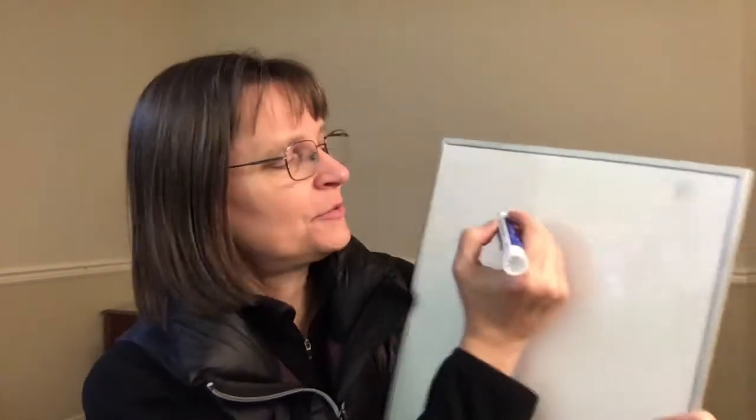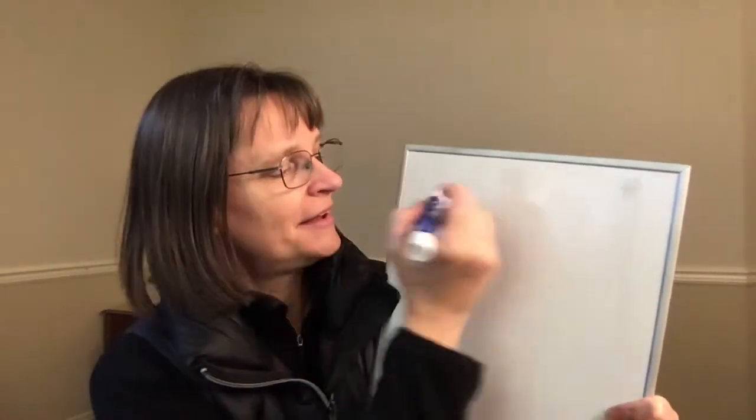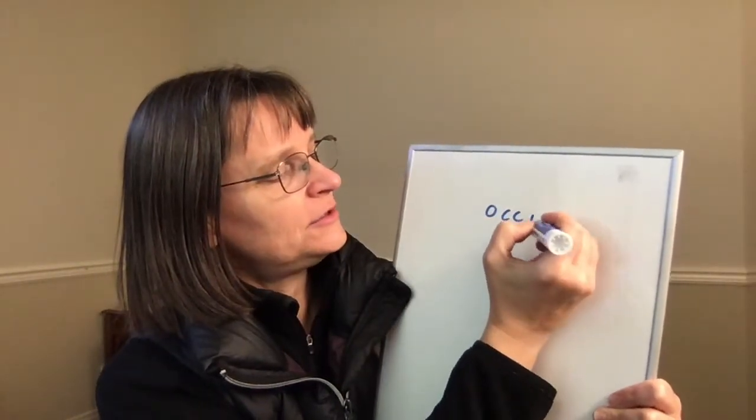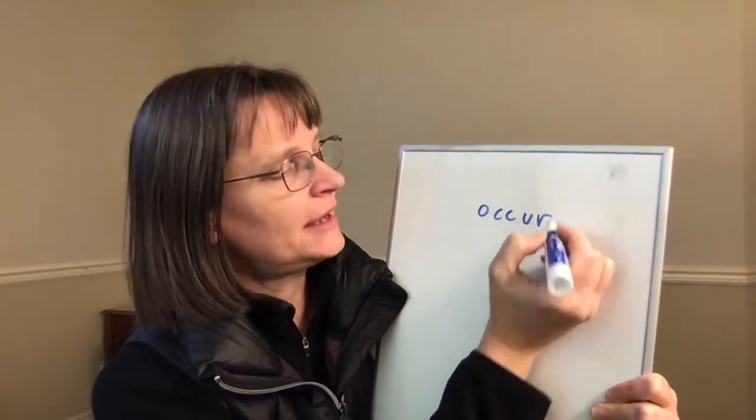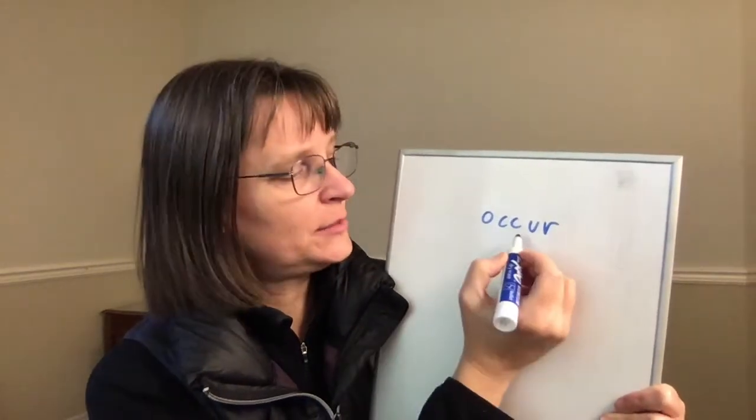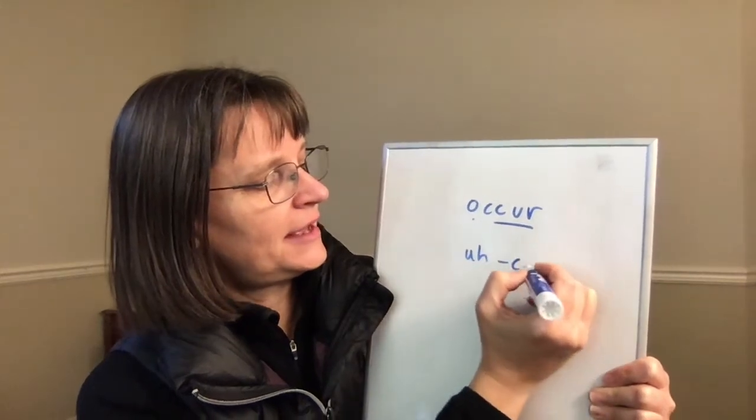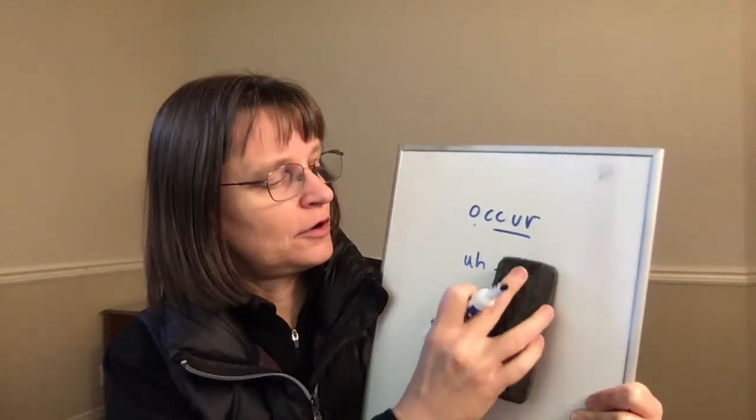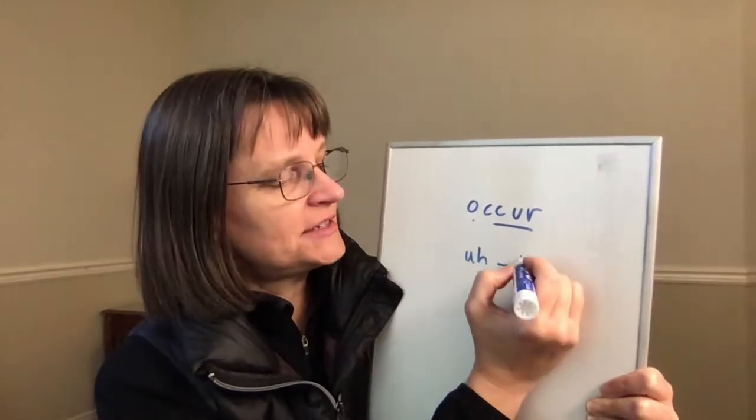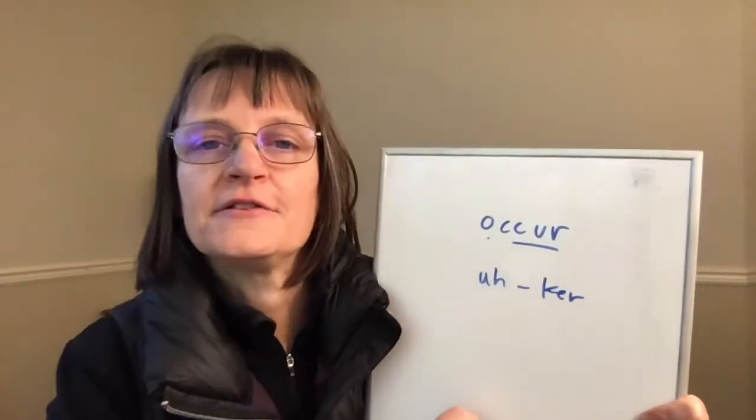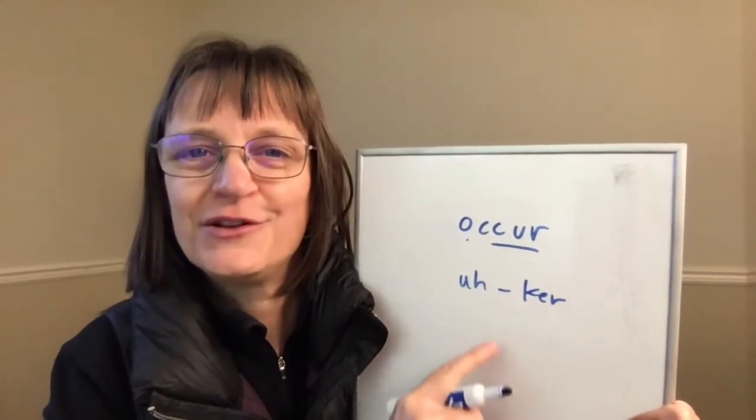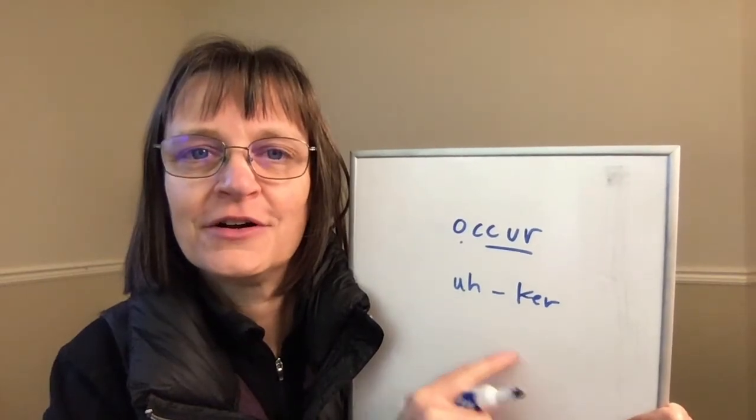Okay, next word is occur, starts with an O. O-C-C-U-R. Occur also has second syllable stress, and so that letter O says the schwa sound. And I'll write the cur with a K-E-R. So it just has a tense American R in the second syllable. I would build it from the back. Cur, occur.